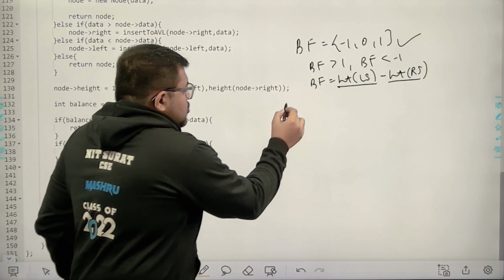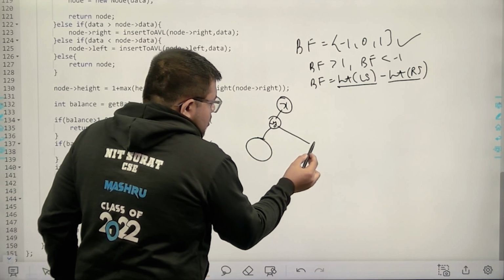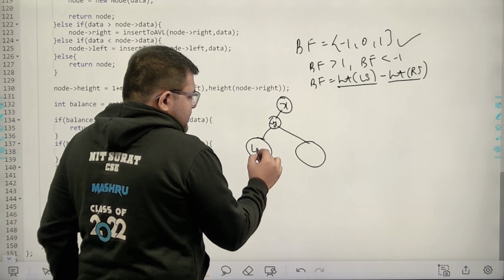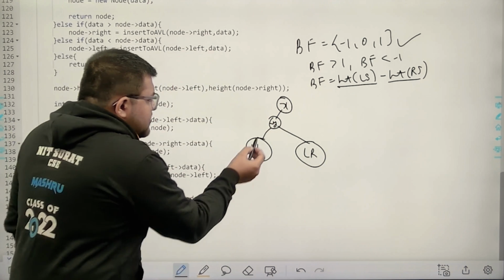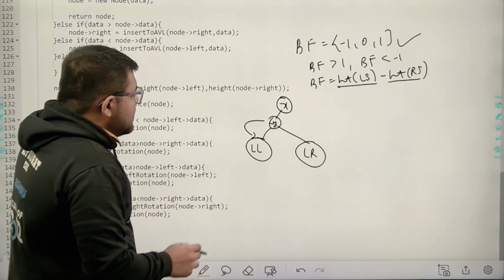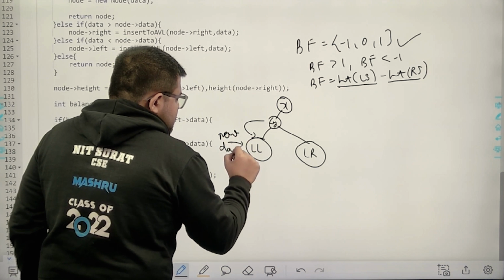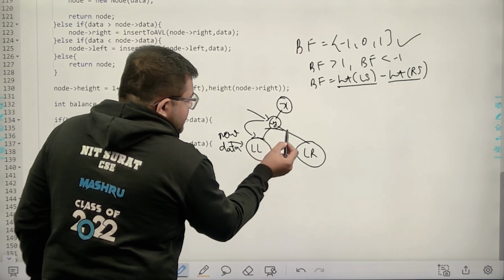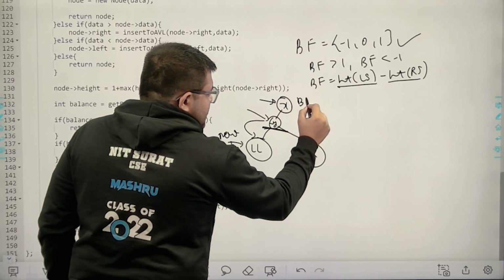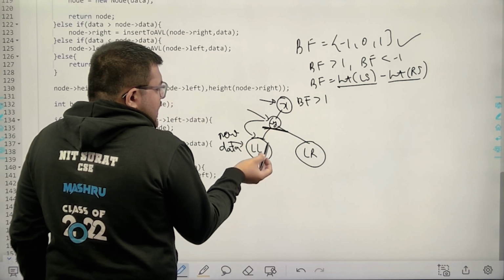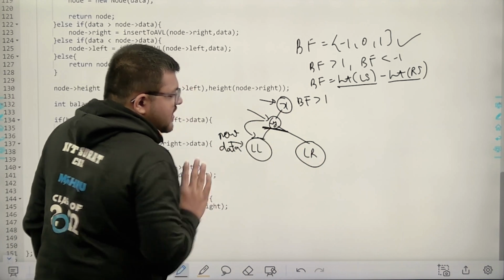Now there can be two cases. Let's say this is x, this is y. Now it can be inserted on this part or on this part. If it is inserted here, it will become left left case. If you remember, if it is inserted here, it will become left right case. When the new data value which is to be inserted is less than the left child value of the current node which is imbalanced, and the balance factor is greater than 1, then it will be inserted here, it will be left left case. If it is greater than y, it will be left right case.